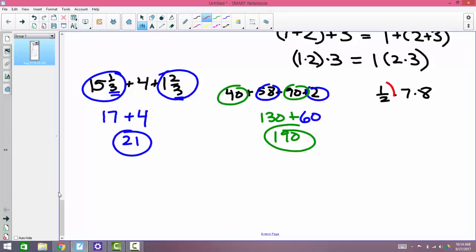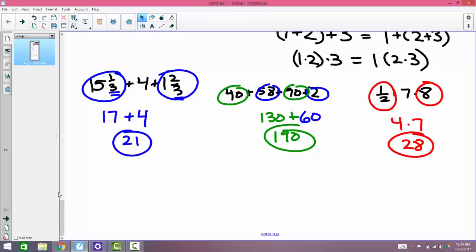In the last one, probably you're going to want to multiply the 8 and the 1/2 first because it'll make it a little smaller. And then 4 times 7 is 28. Isn't it great to be back in school?